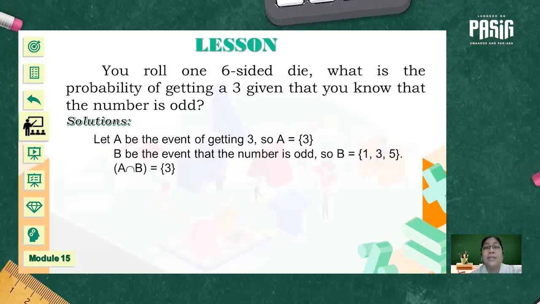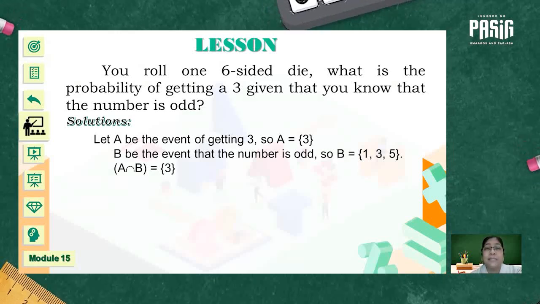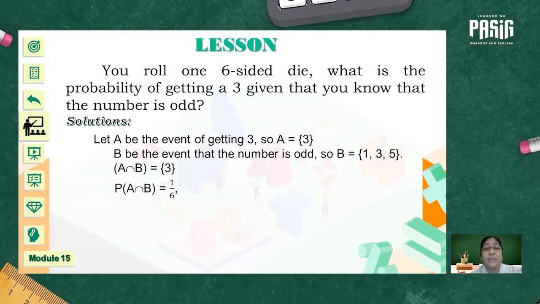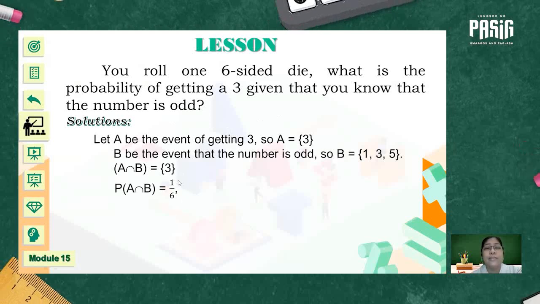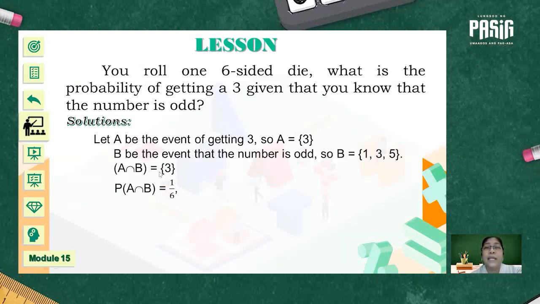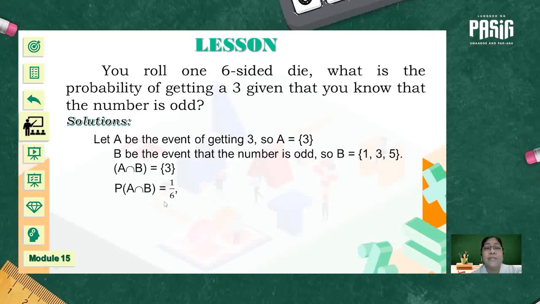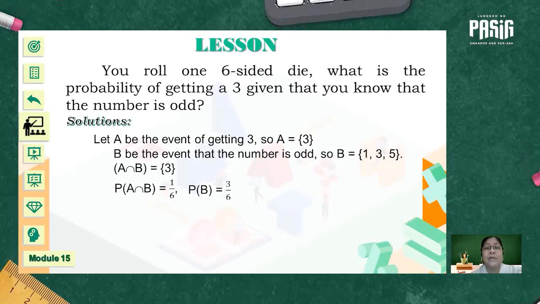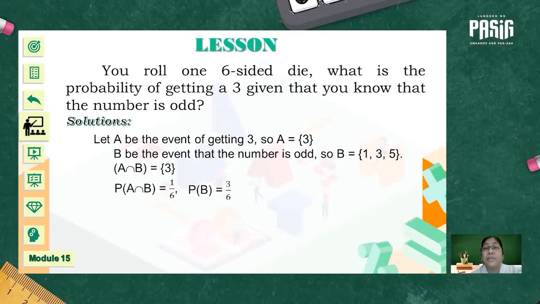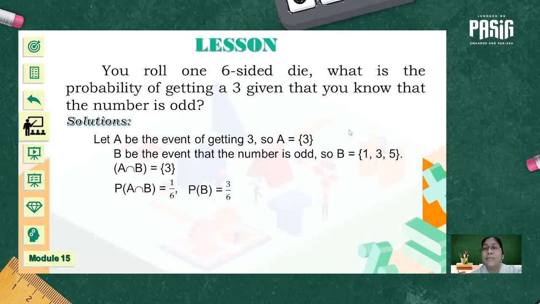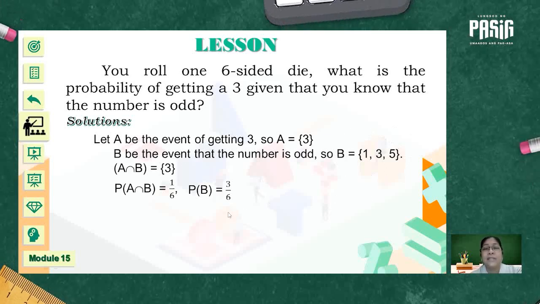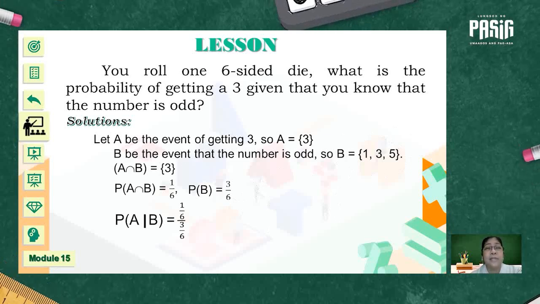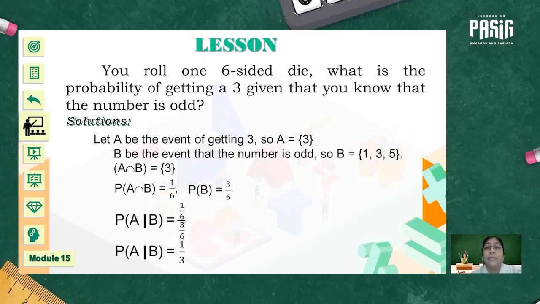3 is the element which is common to events A and B. And then we can get the probability of the intersection, which is equal to 1 over 6. Why 1 over 6? Because we only have one element in the intersection over the 6 elements in the sample space. We also need the probability of B, which is 3 over 6, because we have 3 elements in B, over the 6 elements in the sample space. And then we divide them. 1 over 6 divided by 3 over 6, we'll have 1 over 3.